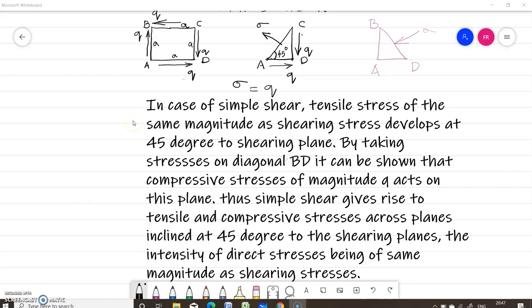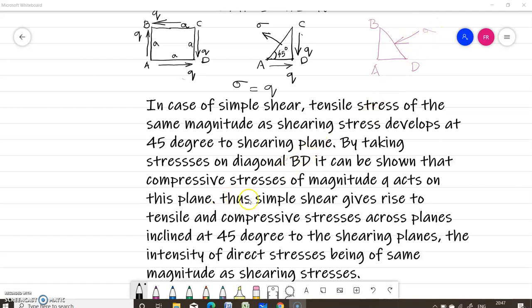So we have seen in simple shear that a tensile stress of the same magnitude as the shearing stress, sigma equal to q, will develop at 45 degrees to the shearing plane. By taking stresses on the diagonal AC, we have got that the normal stress sigma is equal to q. Now if you consider this diagonal BD, we will get a compressive stress sigma equal to q.